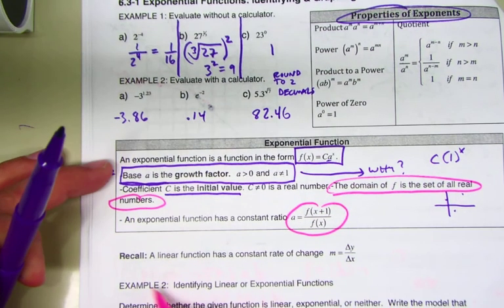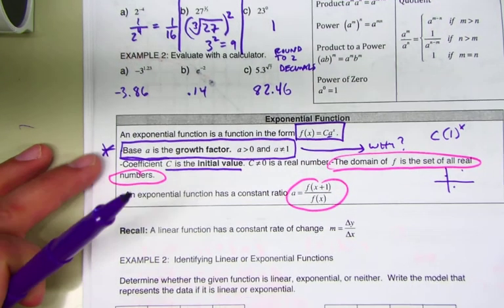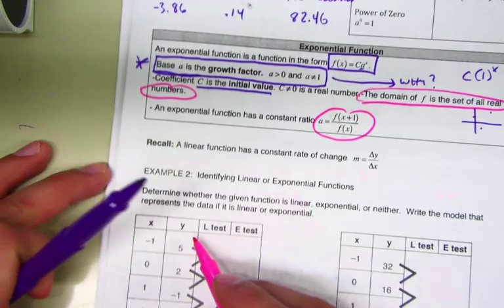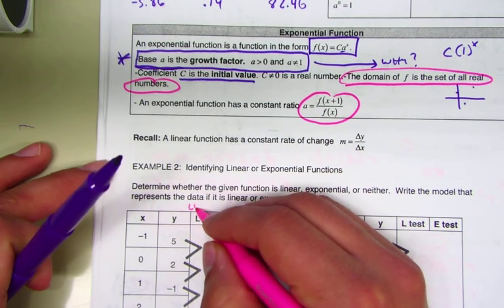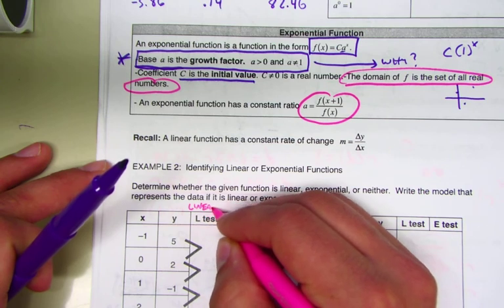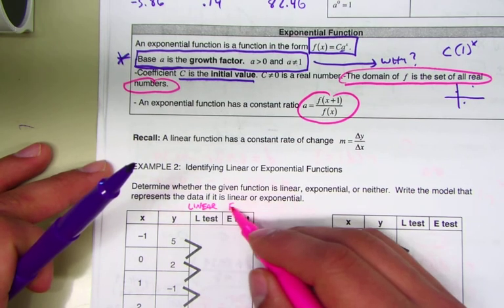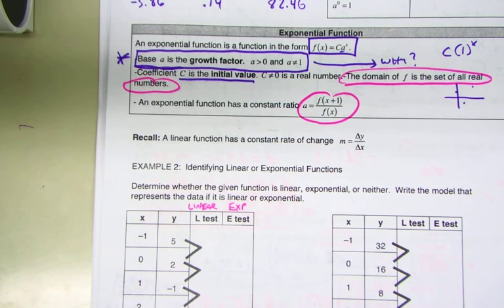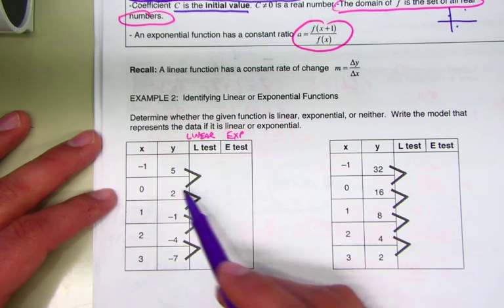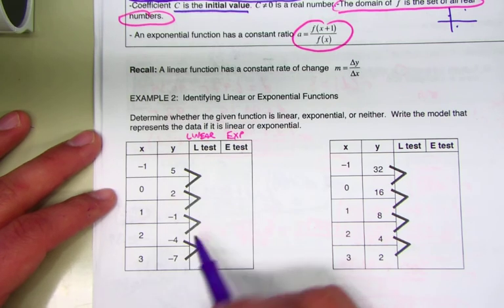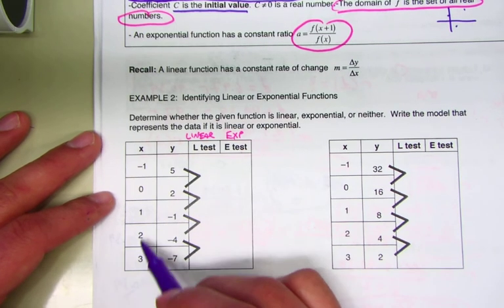Let's just look down here at example 2. Here we have a column labeled L test, which L stands for linear, by the way. And E is going to stand for exponential test. If we're looking at this table, do you notice any patterns as we increase the x values by 1?